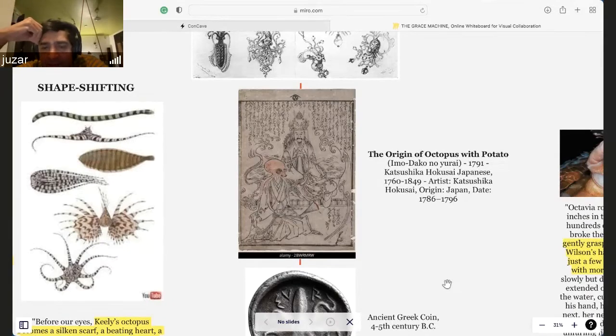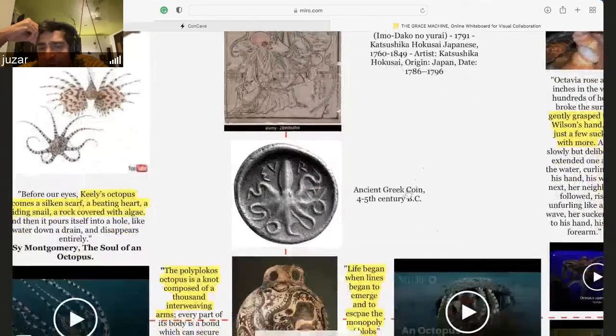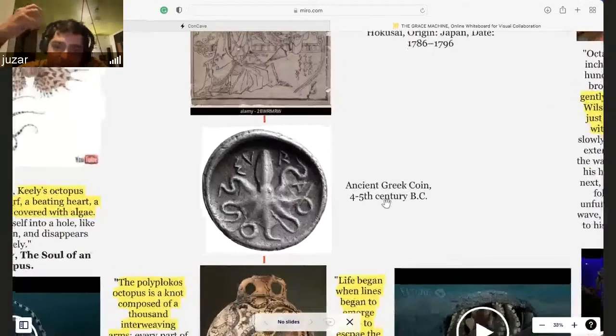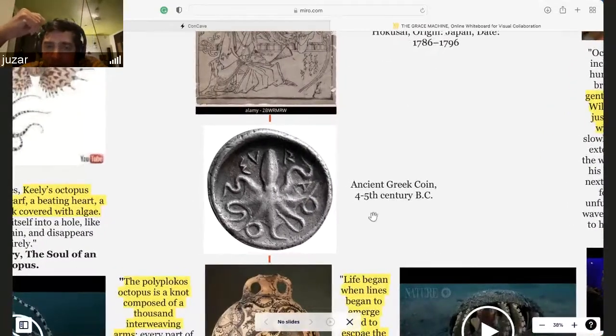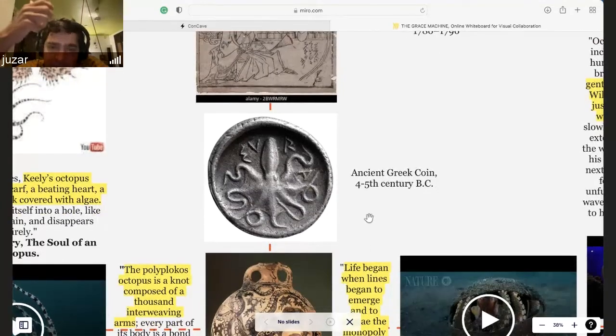Then below it is another ancient Greek coin, 4th to 5th century, maybe Minoan, but it still figures an octopus over there. It's purely a figure of exchange now. Actually, economic exchange happens with this figure.